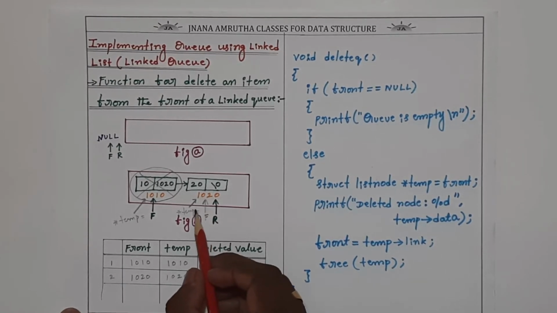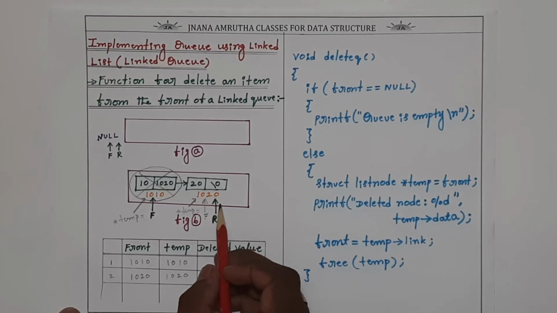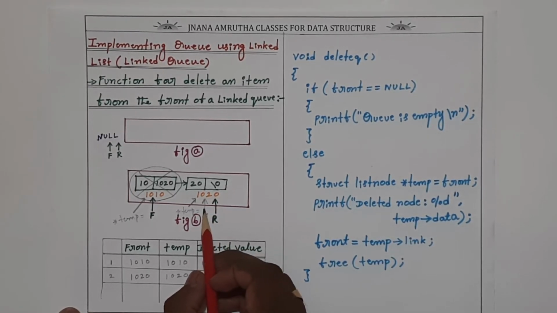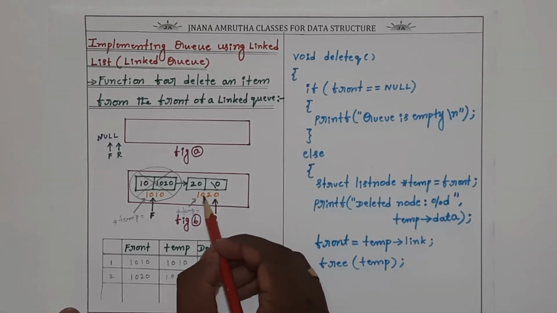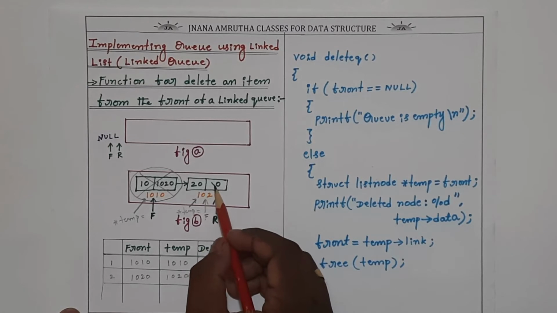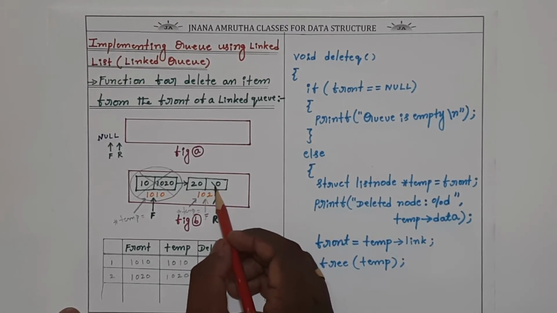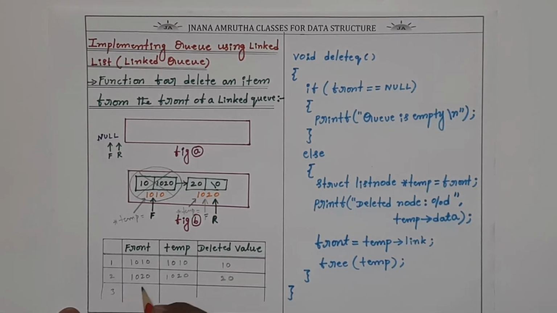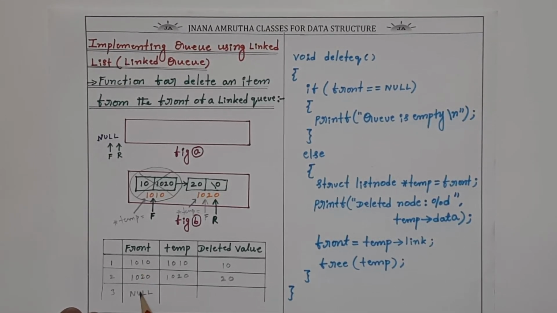After deleting, we need to move the front pointer, right? Front equal to temp of link. Temp of link, this is our temporary node, what does it contain? Here it contains the null value. So in the third iteration, the front pointer will contain null value. See here, front will contain null value.